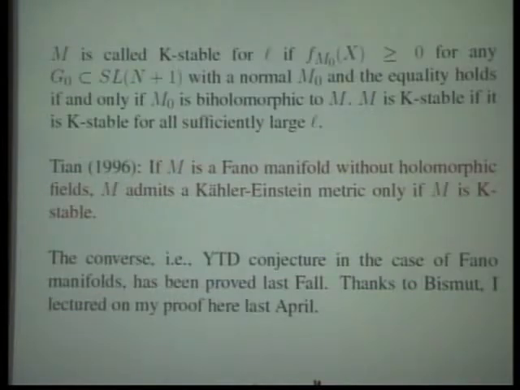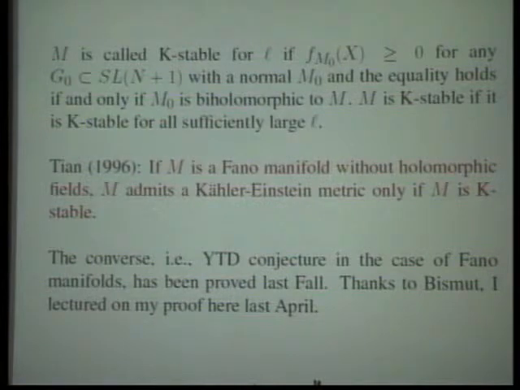Then we call M K-stable for a given embedding if this is non-negative for any one-dimensional algebraic subgroup with normal M0, and equality holds if and only if M0 is the same as M. So that's the definition. If M0 is not the same as M, this is strictly positive. And M is K-stable if it is K-stable for all sufficiently large embeddings.